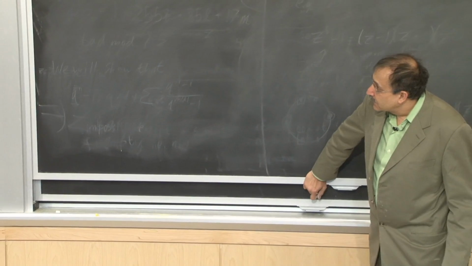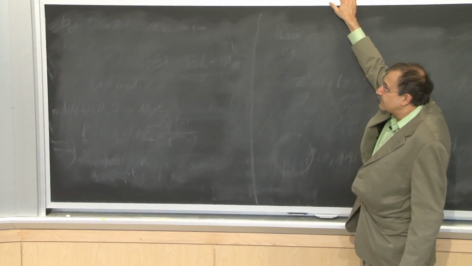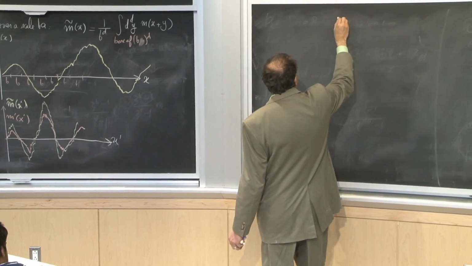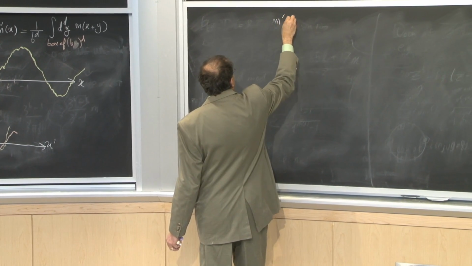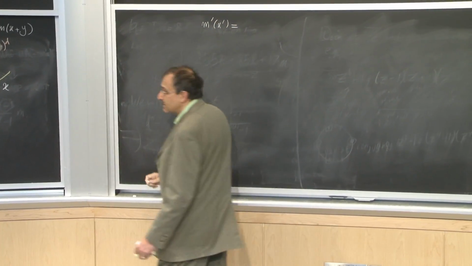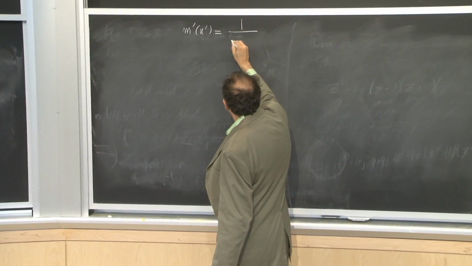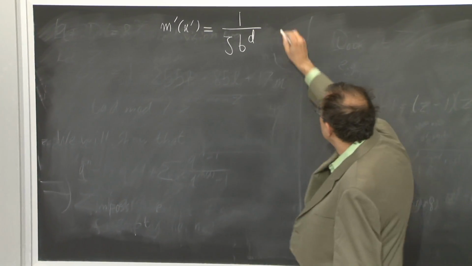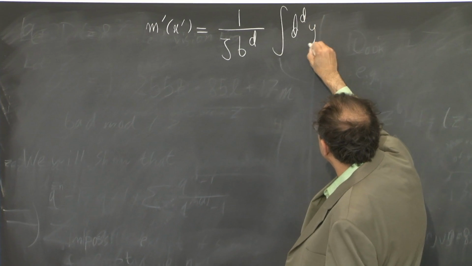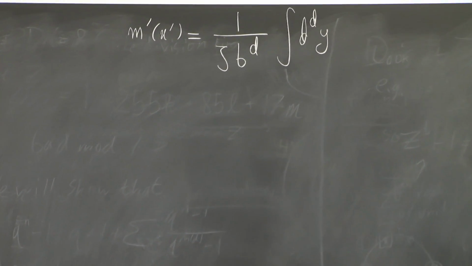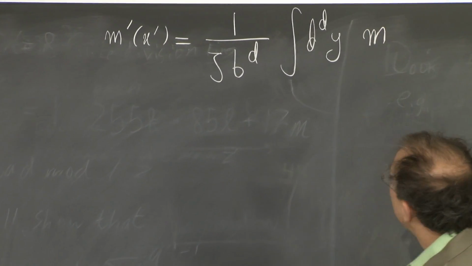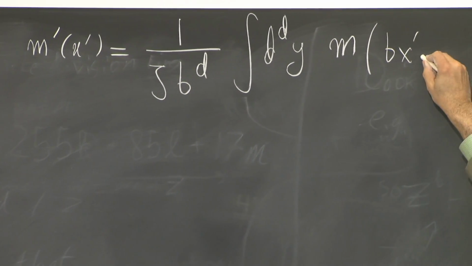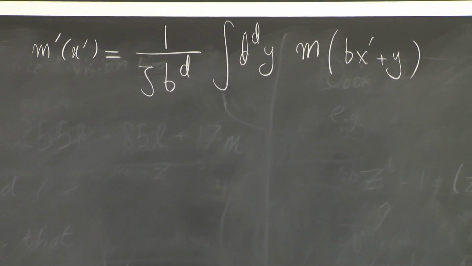So what I have done is, mathematically, as follows. I have defined an m prime of x prime, which is 1 over zeta, this contrast factor, b to the d, because of the averaging over a volume that involves b to the d pixels of the original field centered at a location that was bx prime plus y. Okay.